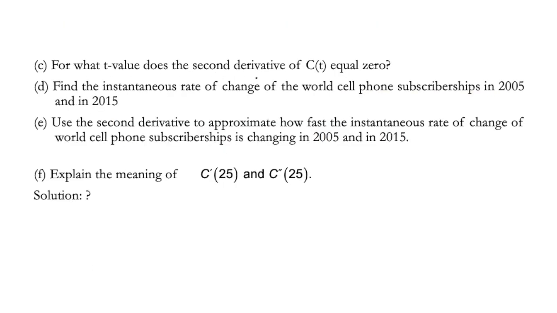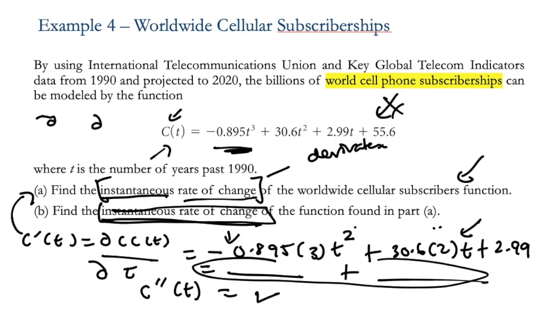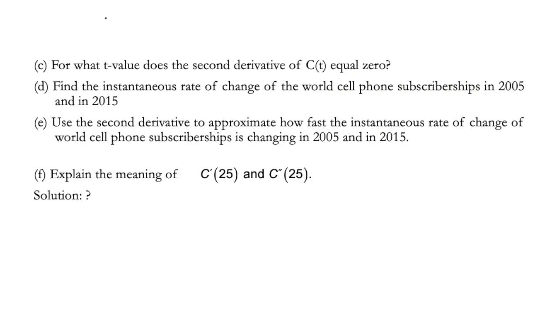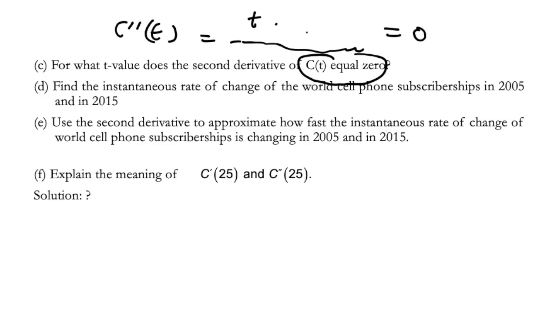For what t value does the second derivative of C of t equal 0? So here, what to do? I'll just guide you here. You have found the answer for this, isn't it? And then set it equal to 0. So you have t inside here. You rearrange it until you get t equal to 1 to make C double prime of t equal to 0. What about this? What about this? Can you try to figure out the answer?